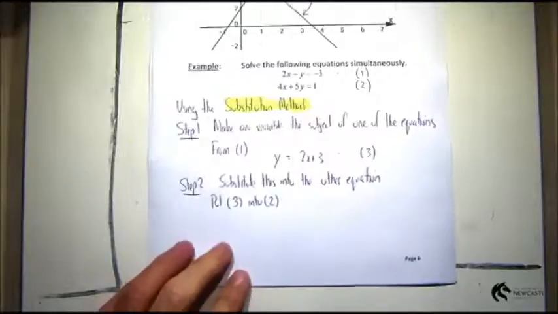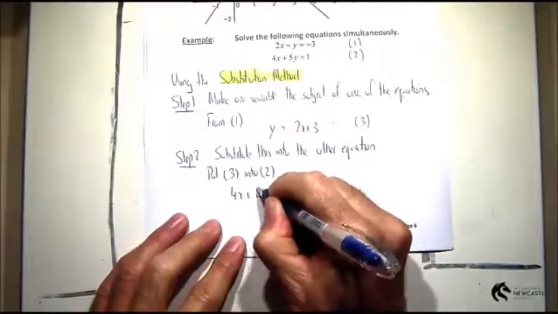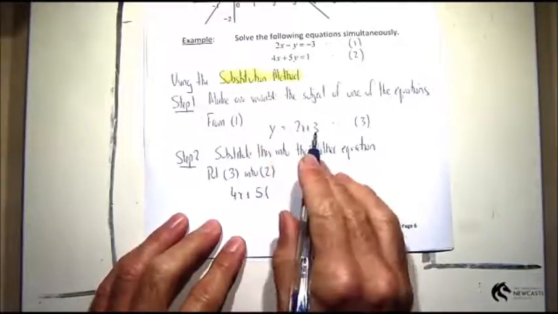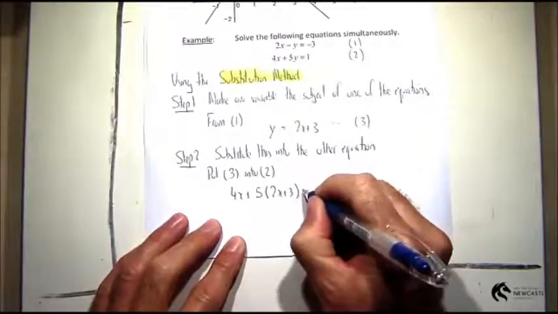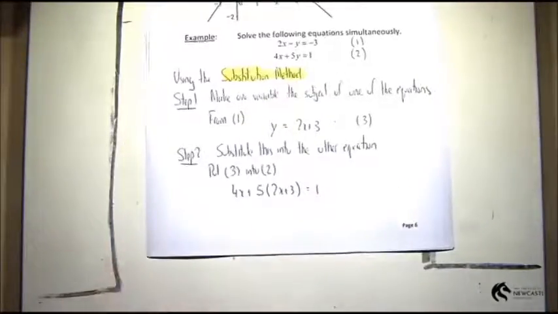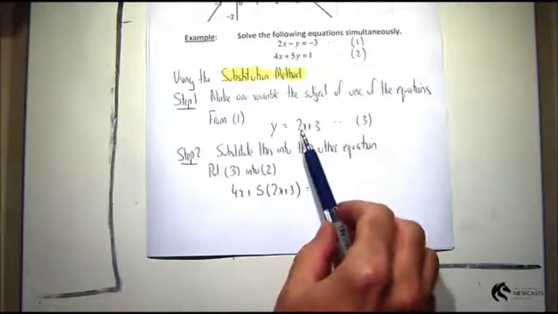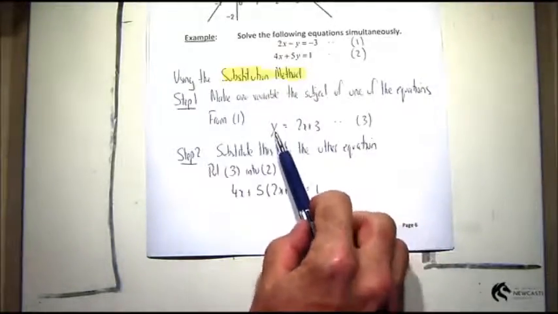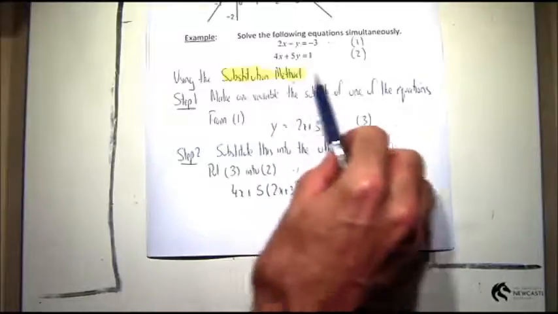And I have 4x plus 5. Now, y is 2x plus 3, so I'm going to put that in everywhere I see y. What this is saying, of course, is on this line, if I choose a value for x, that's the associated value for y. That's what it's telling me.